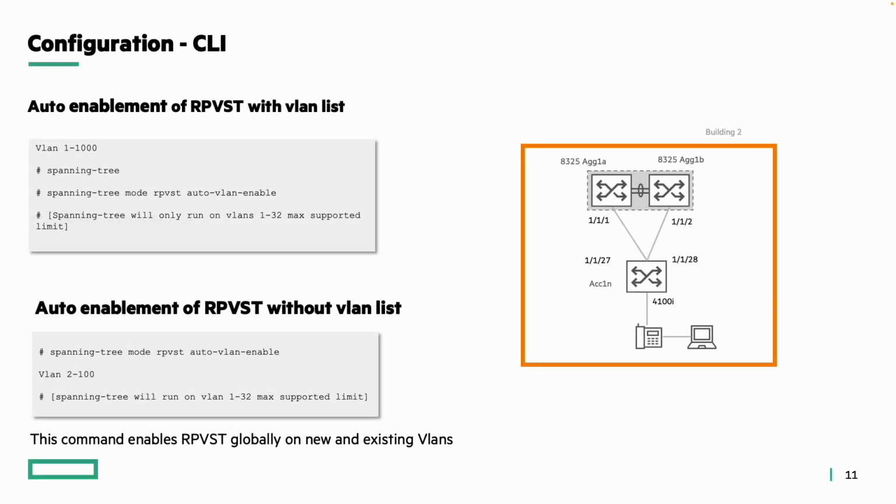Let's look at the configuration of this feature. Auto enablement of RPVST can be done in two methods, either by specifying the VLAN list or without specifying the VLAN list. Here the CLI that we are using is spanning-tree mode rpvst auto-vlan-enable. I have VLANs 1 to 1000, so spanning tree will only run on VLANs 1 to 32, the maximum supported in the 4100i. Similarly, I'm issuing this command in the global context without specifying the VLAN list. It is again the same case with this as well.